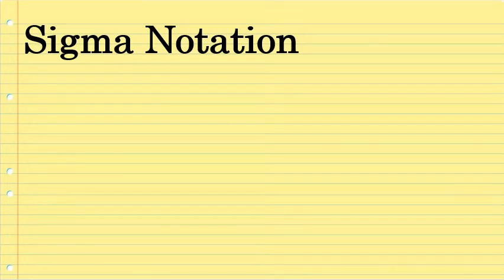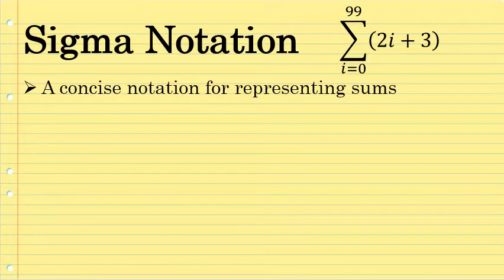At some point, you may have come across the mathematical notation that looks like this. This is called sigma notation or summation notation. Sigma notation is a concise notation for representing sums.